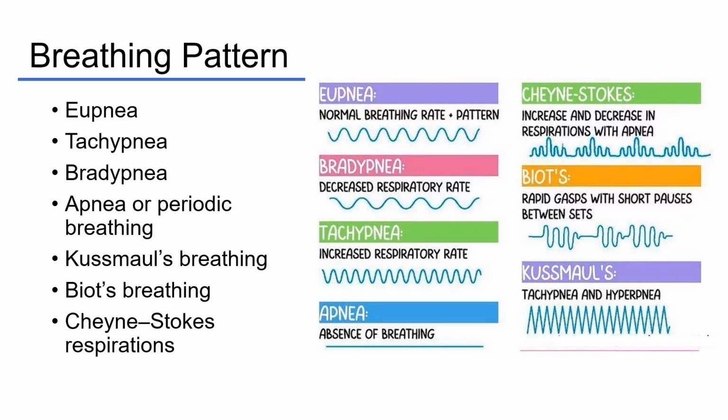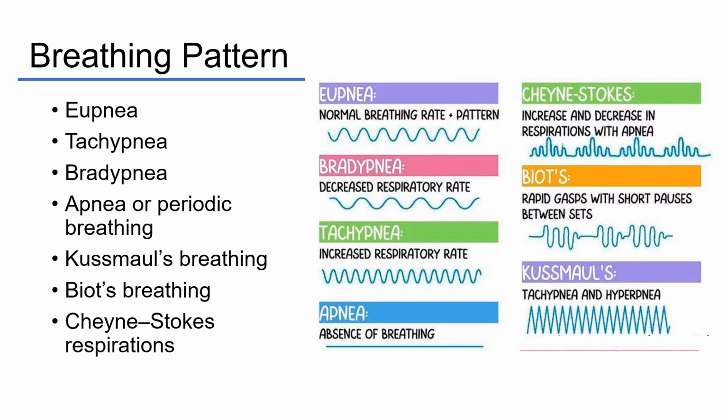So here we have breathing pattern. You should become familiar with these terms: eupnea, tachypnea, bradypnea, apnea, Kussmaul's breathing, Biot's breathing, and Cheyne-Stokes respirations. There are others, but this is what your textbook lists, so this is what we're going to go over. This little box with all the colors gives you a nice little picture. So eupnea is normal breathing. You see our breathing should have that squiggly line, depicting breathing in, breathing out, breathing in, breathing out.